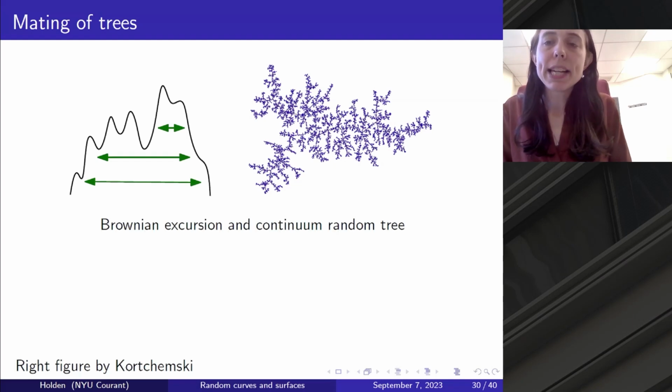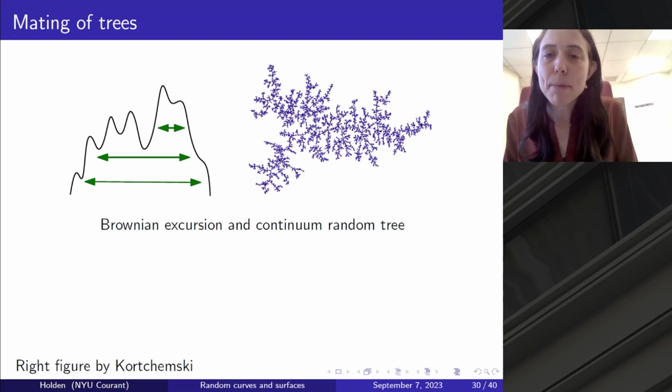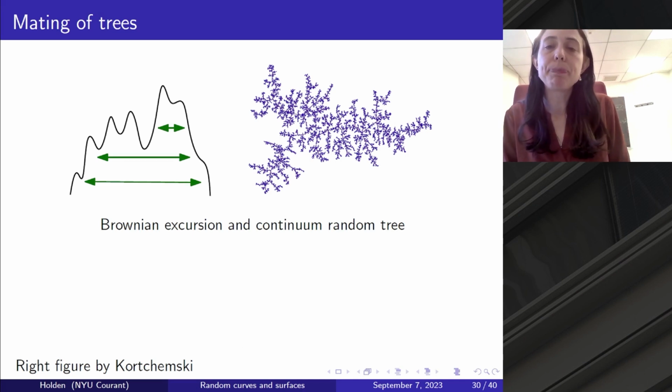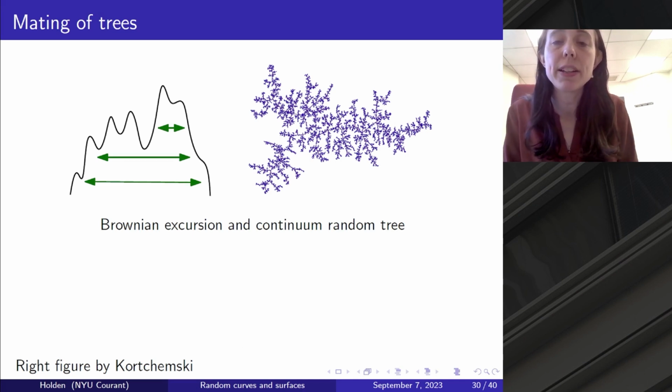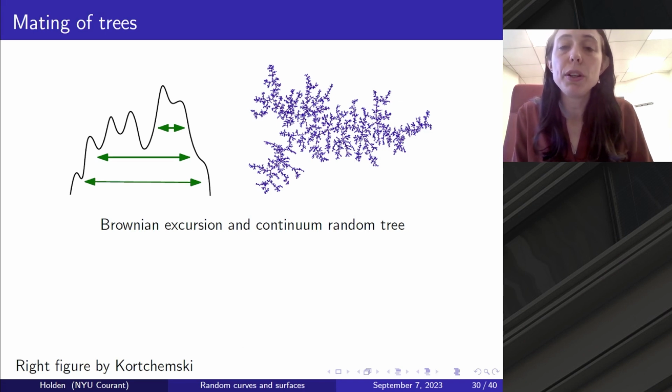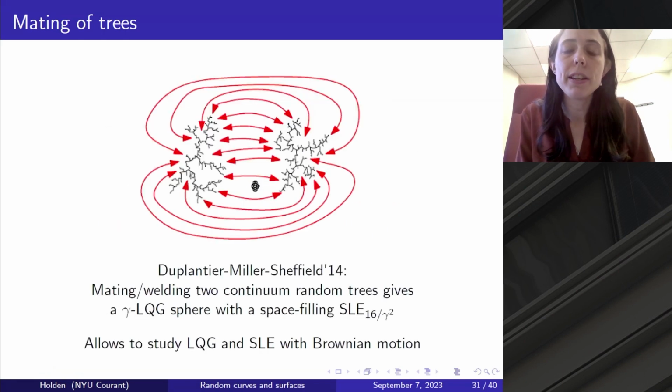Due to time, I think I will not describe the next example in detail, but I can just mention that one can also do a welding of trees in a similar way as surfaces. So here we have a particular random tree known as a continuum random tree, and in a work of Duplantier, Miller, and Sheffield, they were studying the mating or welding of two continuum random trees.